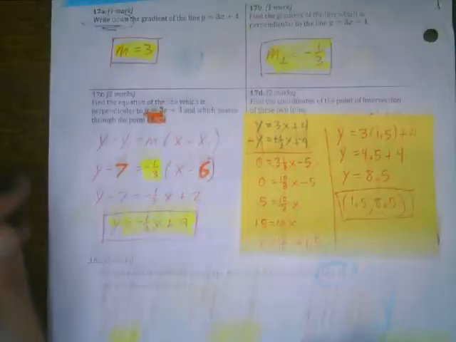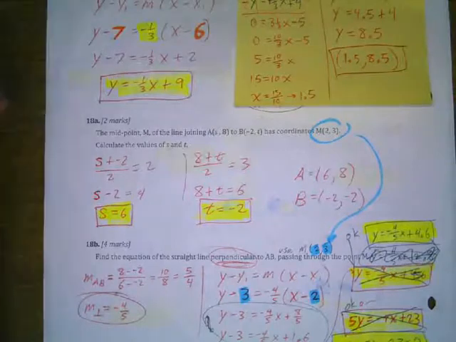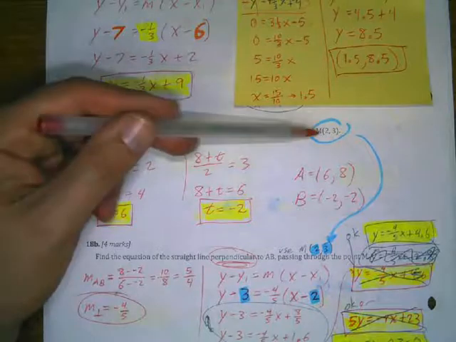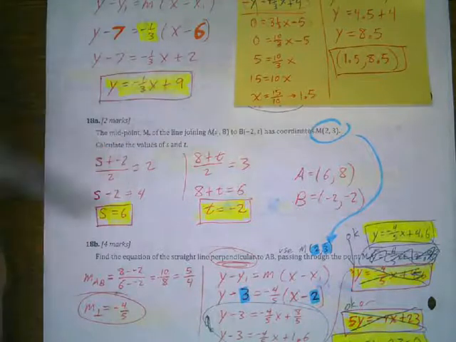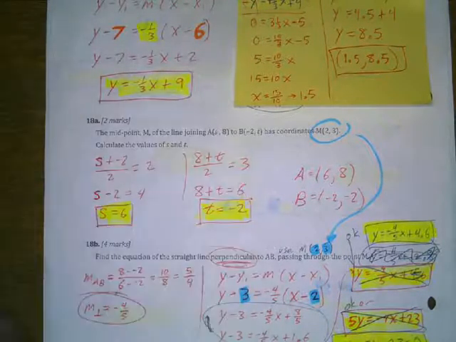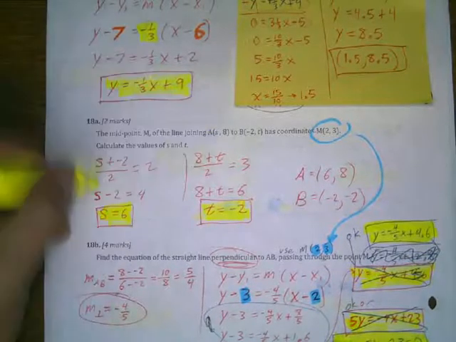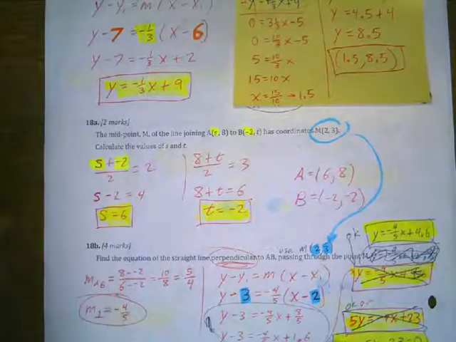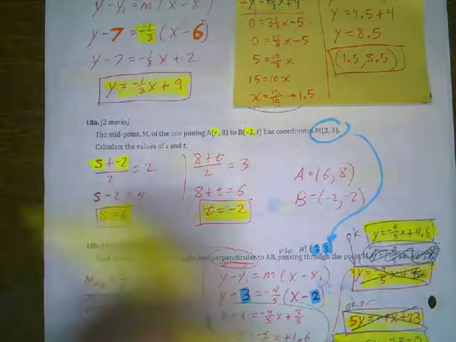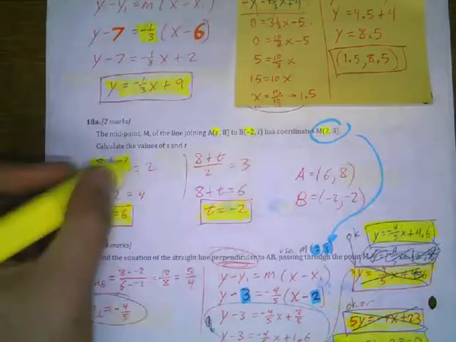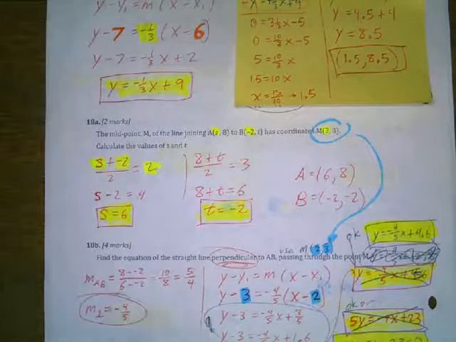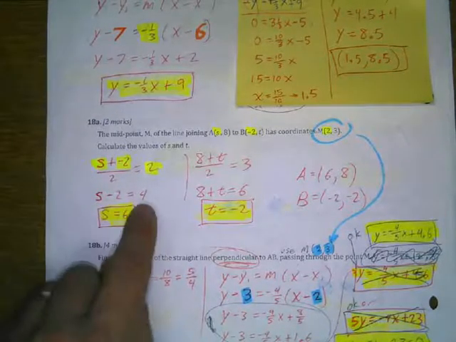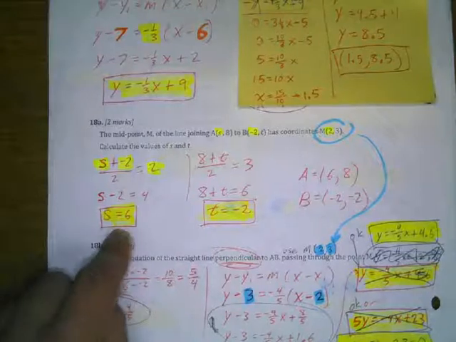Okay, last problems. Okay, the midpoint M is given with these coordinates, and the midpoint is 2, 3. So when you're finding midpoints, you're finding the average of the x values, divided by 2. So my x values are s and -2. Add those together, divide by 2, and we know this m value is 2. So I can do distributive property with the 2. S minus 2 is 4. Add 2 on both sides, we get 6.